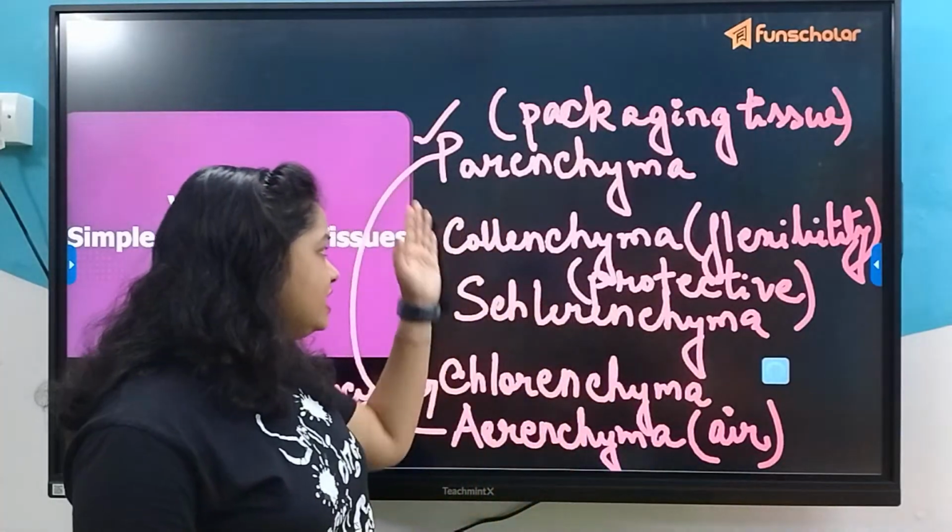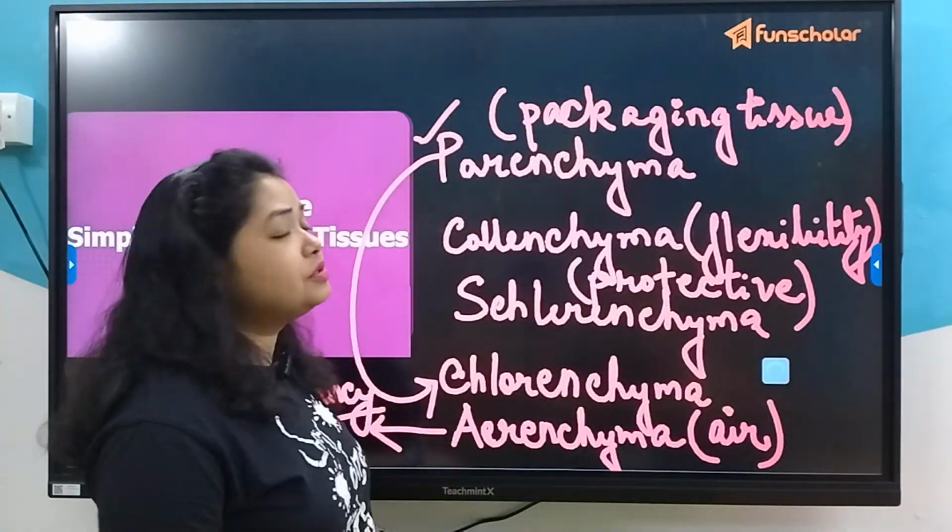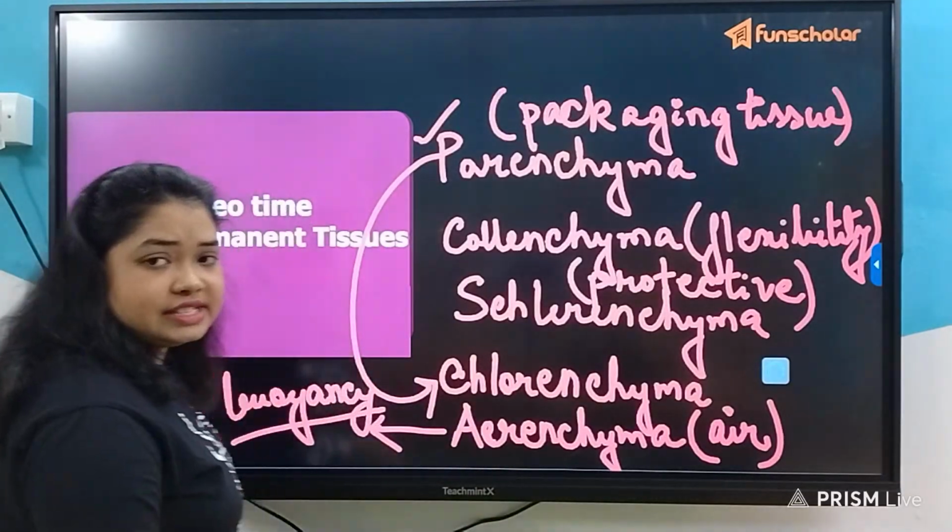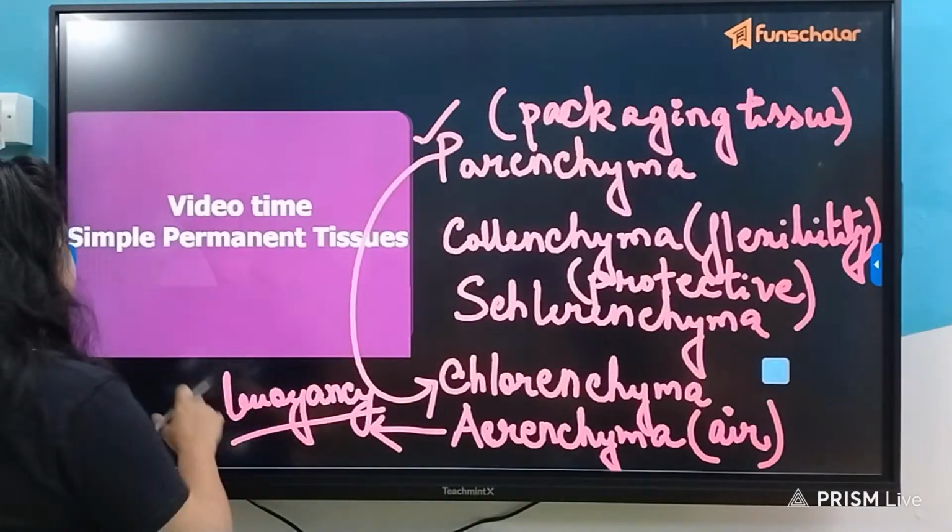So this is the gist of the three types of simple permanent tissues. Now let's have a watch of the video.